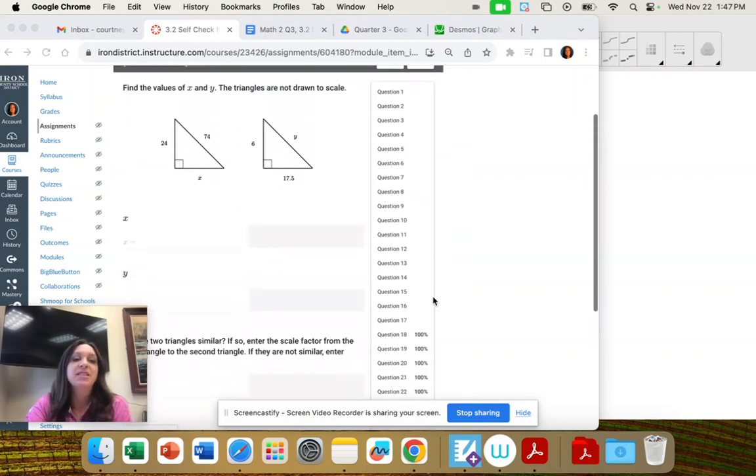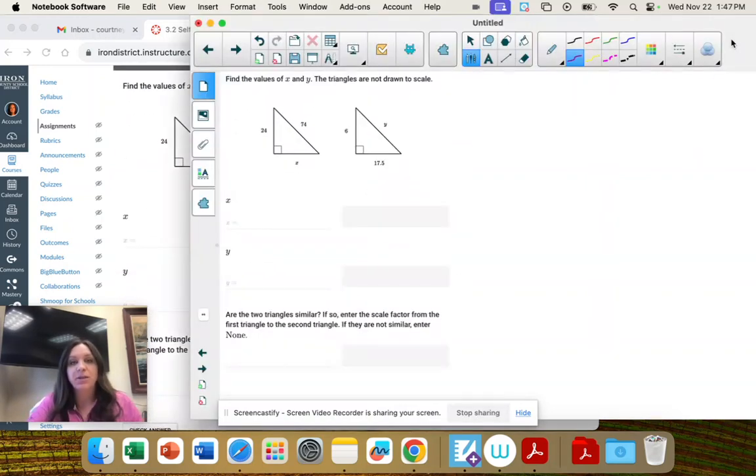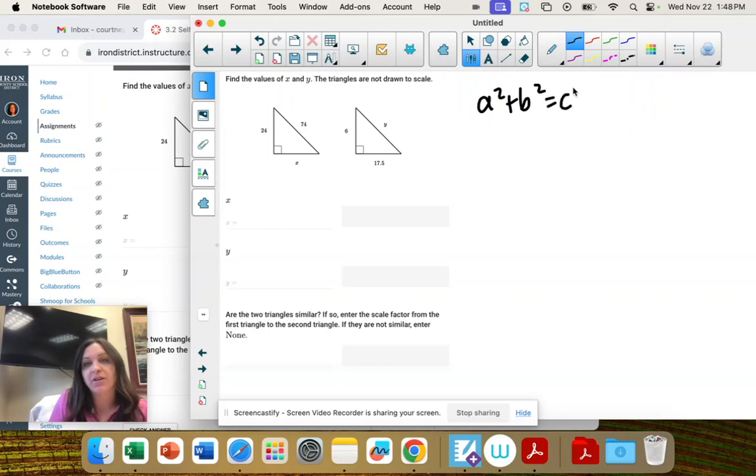Okay, question 27 is the same thing as we've been doing, find x and y. We're looking at right triangles, so we're solving for x and y using the Pythagorean theorem. We're not using a side ratio because that's the next part. Are they similar? So first let's find the side length.